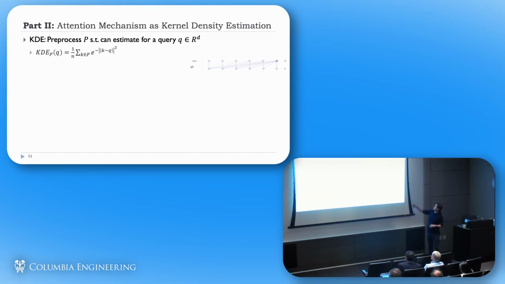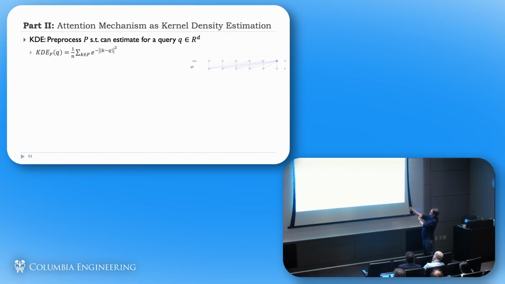This problem is the kernel density estimation problem. It has been studied a while ago. For those of you who have seen the fast multipole method, think about this as a form of high-dimensional multipole method. The problem here is also a data structure problem.